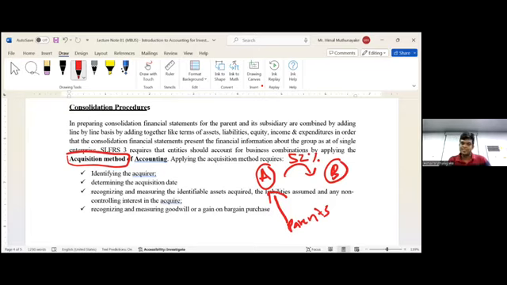Determine the acquisition date. What is the date I am acquiring company B? Let's say I'm acquiring company B on 1st January 2023. That is my acquisition date. So you need to identify who the acquirer is and also the acquisition date. And then recognize and measure the identifiable assets acquired, the liabilities assumed, and the non-controlling interest in the acquiree.